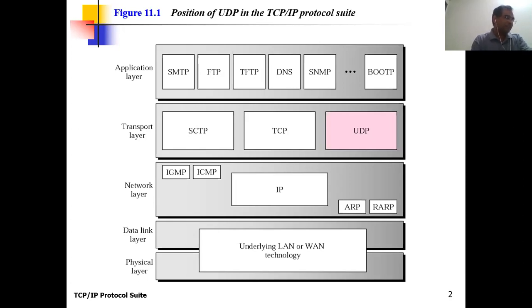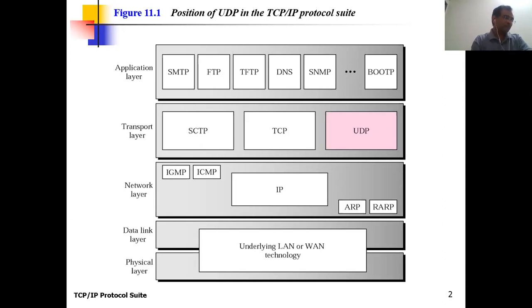UDP, understand, is called a connectionless unreliable transport protocol. It does not add anything to the services of IP except for providing process-to-process communication instead of host-to-host communication. So process-to-process means it goes to the actual process. Also, it performs very limited error checking.